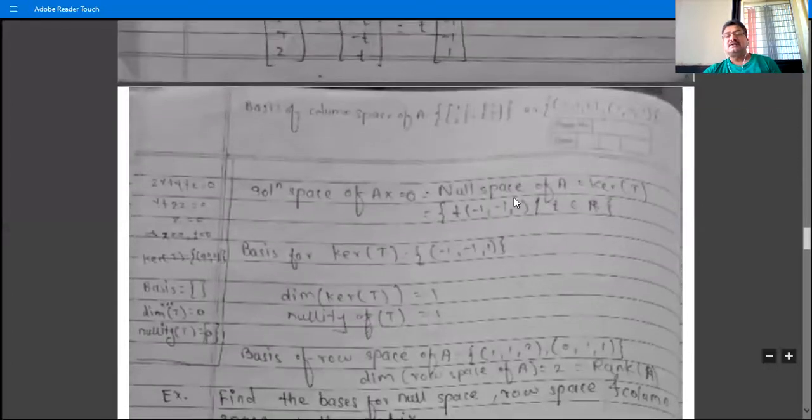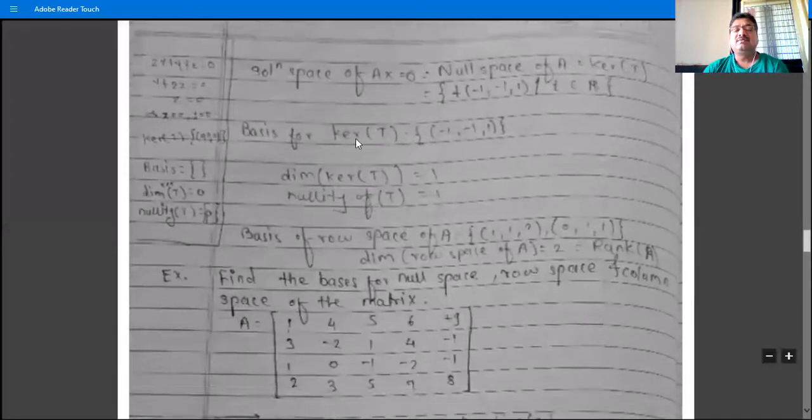So in this case, the basis for kernel of T contains this element, (-1, -1, 1), in round brackets, and in curly brackets because it is a set. And so the dimension of kernel of T is equal to 1, because there is only one vector in a basis for kernel of T. So the number of vectors in a basis for kernel of T is 1, and therefore the dimension of kernel of T is 1, and the dimension of kernel of T is called nullity of T. So this is the kernel of T, its basis and its dimension, that is nullity of T.